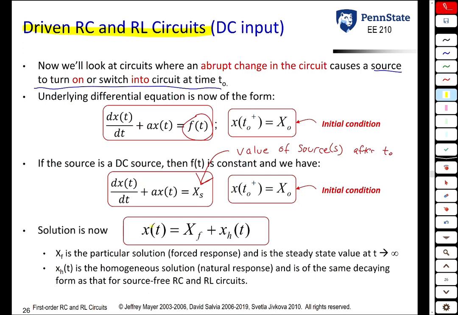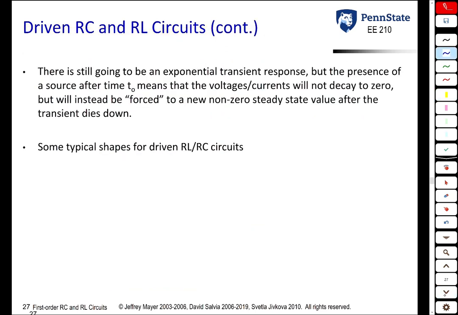So if you look at the solution now, the total solution is the homogeneous solution we saw before plus an additional term, which is the particular solution or the forced response, as we like to say in engineering, and it just happens to be the steady state value of the variable at t equal infinity. Once again, the homogeneous or the natural response is the same type of exponential decay that we saw in source-free circuits.